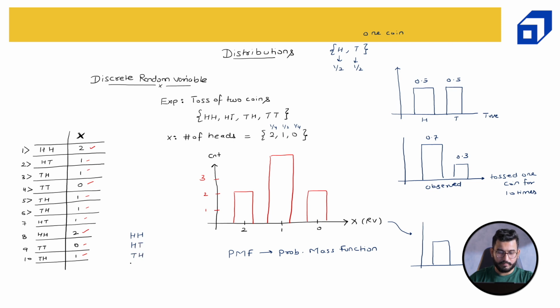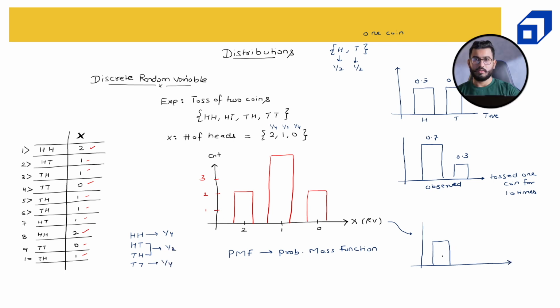Please remember, this probability is 1 by 4. Probability of 1 head will be 1 by 4 plus 1 by 4, which is 1 by 2. And this will be again 1 by 4. So the true PMF for this would look something like this, where this would be 1 by 4, which is 0.25, 0.5, and again 0.25. This is the PMF for my random variable x, which is a true probability.